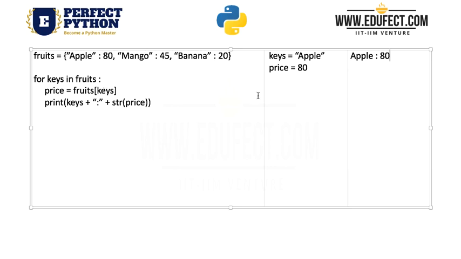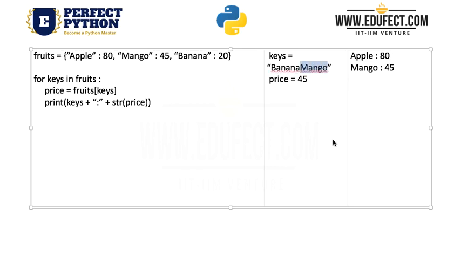Next time keys will get the value mango. It can be in any order. So order is not guaranteed in a dictionary. Just like a set, the order is not guaranteed. Price is equal to fruits mango. So price would now be 45 and hence what will get printed on the screen is mango 45. Next we are saying keys takes the value banana.